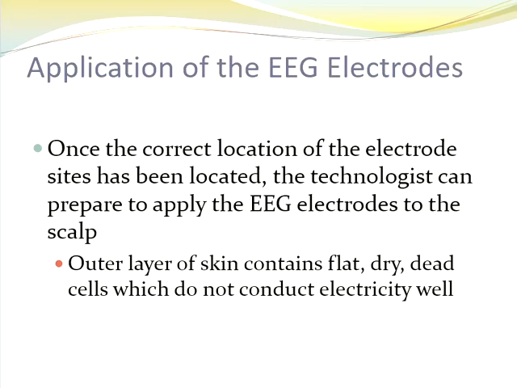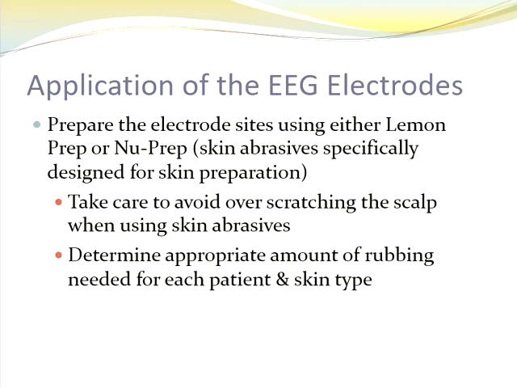So how to apply the EEG electrodes. Once the correct location of the electrode sites has been located, that's the first thing you're going to do, just measure the head. You can start to apply the electrodes to the scalp. The outer layer of your skin contains flat, dry, dead cells that do not conduct electricity well, and those cells can significantly affect the transmission of the EEG signal from the skin to the electrodes. So we have to prepare the electrode sites using some type of electrolyte solution or prep solution. That's where the lemon prep or the NuPrep come in.